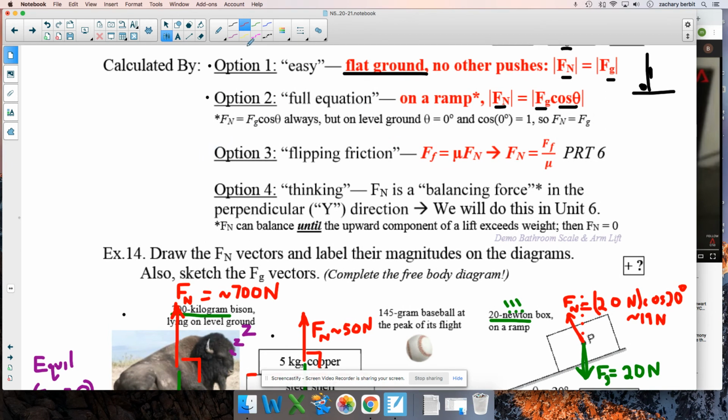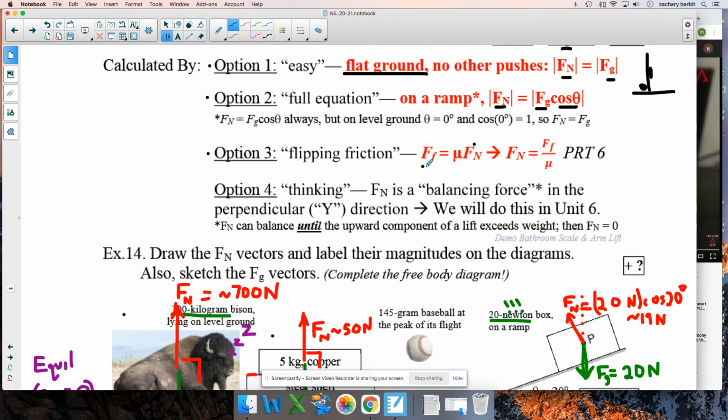The third way, right now, this may feel like, wait a minute, what are you talking about here? But the third way is called flipping friction. So there's a friction equation. The only equation you have on PRT6 that literally has Fn in it is this one. Force of friction equals this letter here we'll talk about later. That's mu. Sometimes people call it mu. It's a Greek letter. It's the coefficient of friction times the normal force.